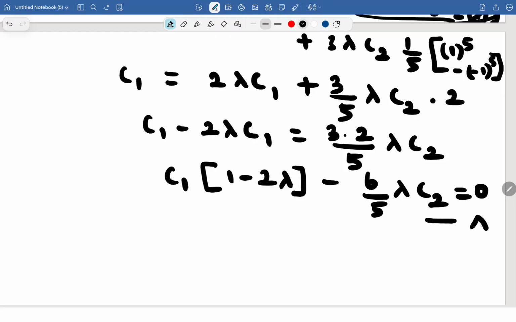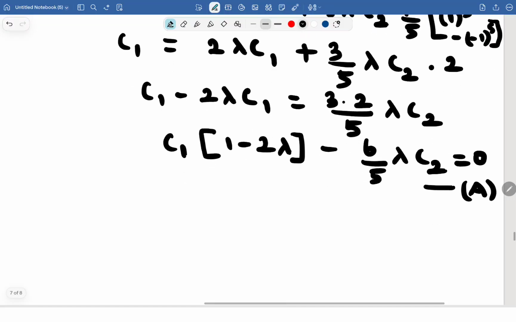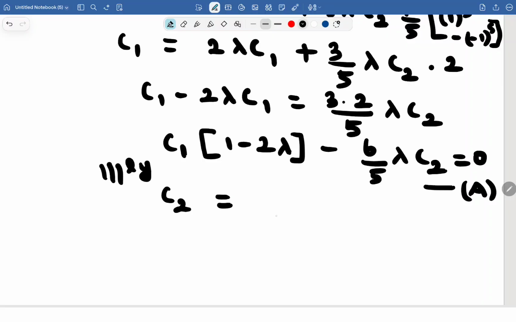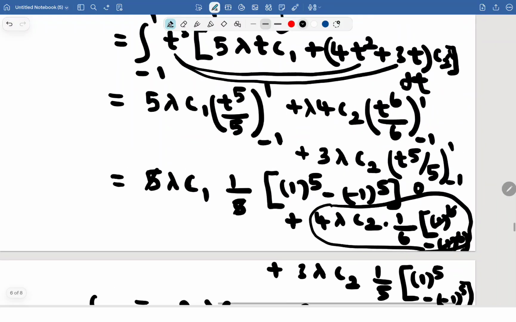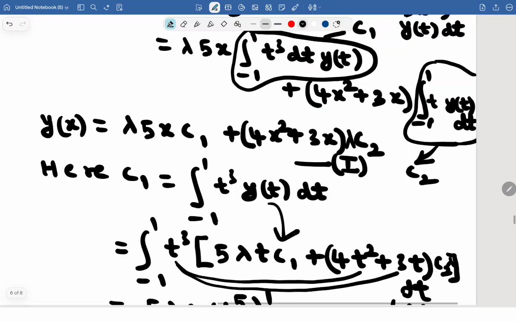This is equation A. Similarly, what is C2? C2 is nothing but integral minus 1 to 1 t of y of t dt.